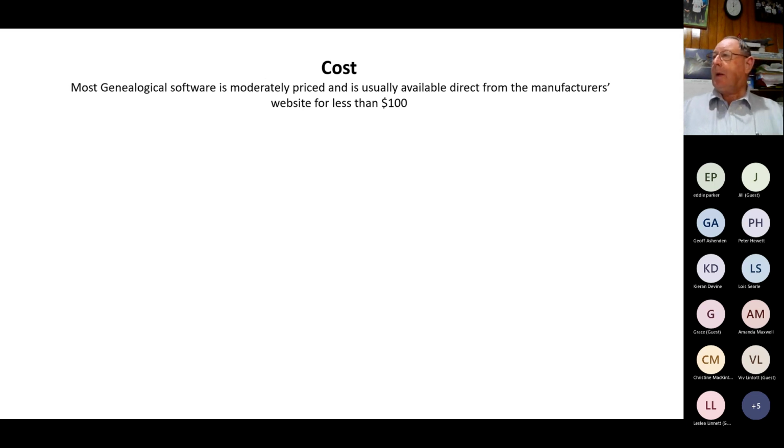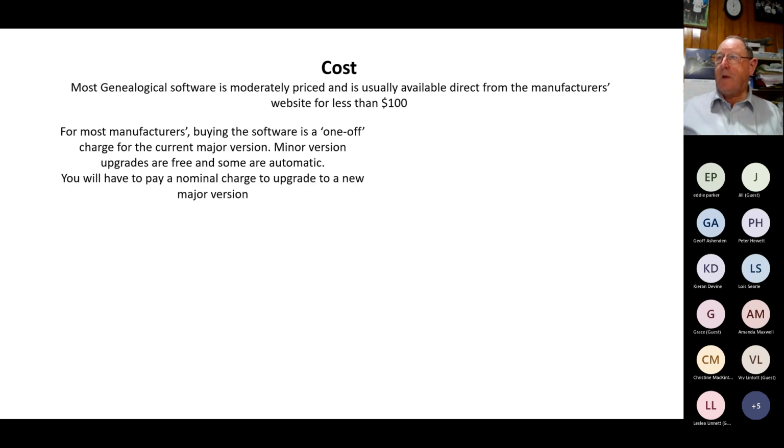Cost. Up till now, I haven't mentioned cost. Something everyone wants to know. Most genealogical software is moderately priced and is usually available direct from the manufacturer's website for less than $100. One or two do actually sneak a bit over it.